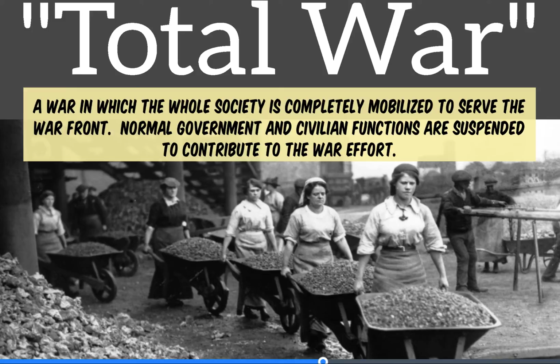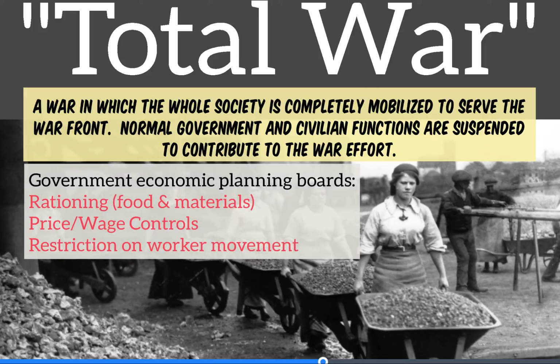And everything on the home front, especially the economy and laborers, are being retooled to produce materials that go to the war front to fight this war of attrition. So this often looks like government planning the economy with these economic planning boards that do the following. They ration supplies on the home front, especially food and materials that can go to feeding soldiers and supplying soldiers with what they need to survive. It also means price and wage control. So this is true government economic planning.